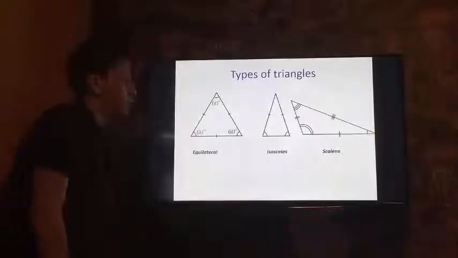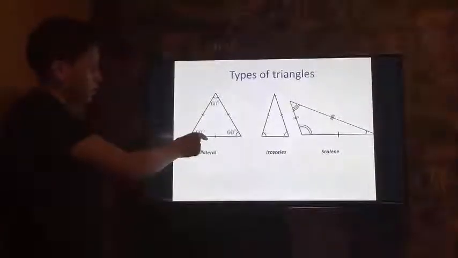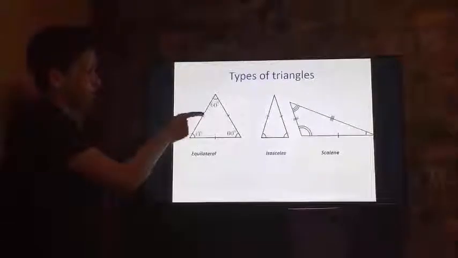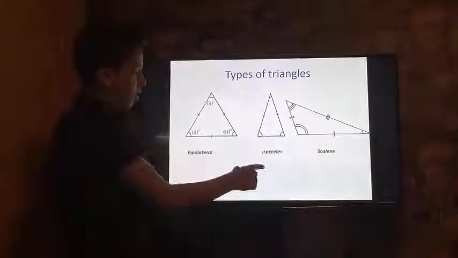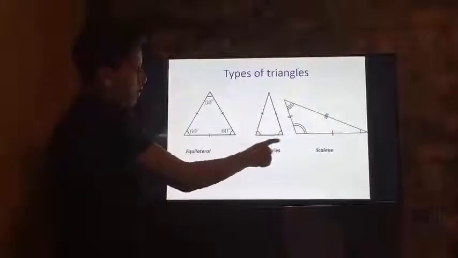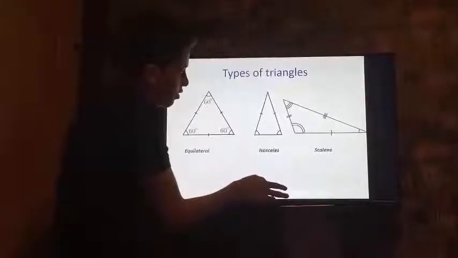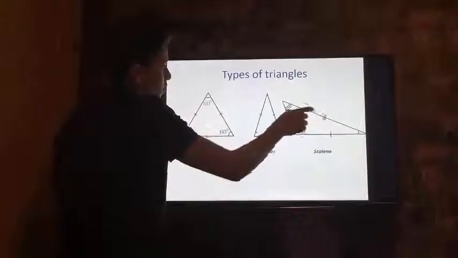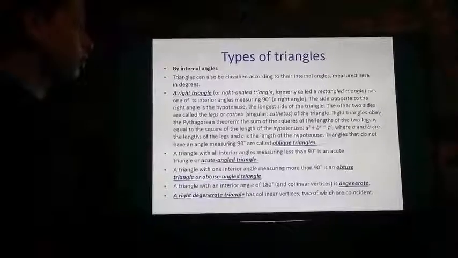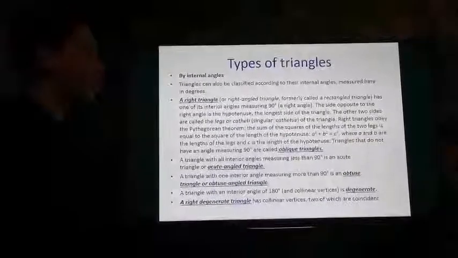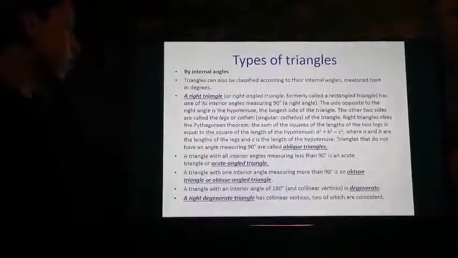These are the types of triangle. This is equilateral, each angle is 60. Isosceles, two sides are equal length and these two angles are equal, and scalene triangle, all sides are different and all angles are different. We can also determine the type of triangle by internal angles.